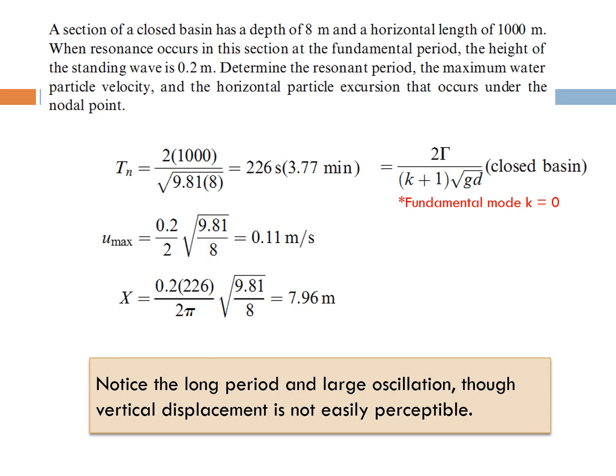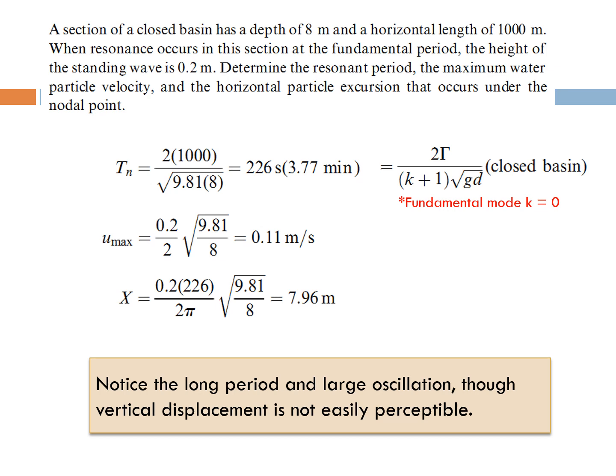Let's now look at one example. The section of a closed basin has a depth of 8 meters and a horizontal length of 1000 meters. When resonance occurs in this section at the fundamental period, the height of the standing wave is 0.2 meter. Determine the resonance period, the maximum water particle velocity, and the horizontal particle excursion, which means displacement, that occurs under the nodal point. So here we have a closed basin.